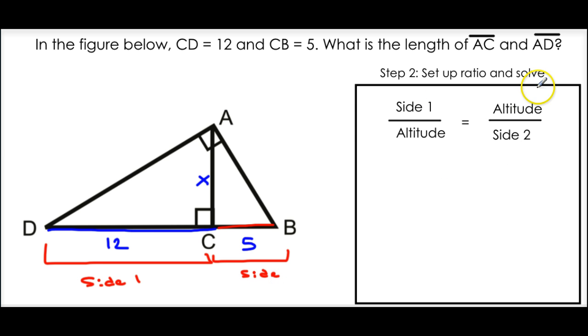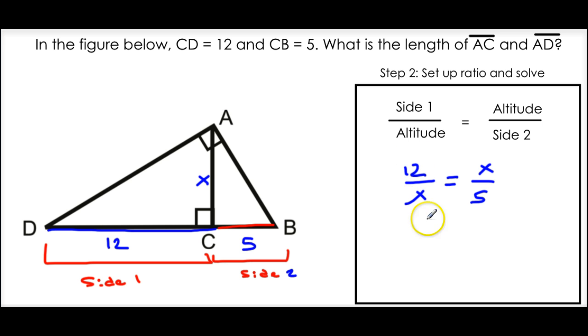you can always use this little formula over here to help you out. And it works like this. You do side 1, which is 12 in this case, over the altitude, is equal to the altitude, which is x still, over side 2. See how cool that just was? That just saved you so much time. You didn't have to set up all those triangles. You're welcome.